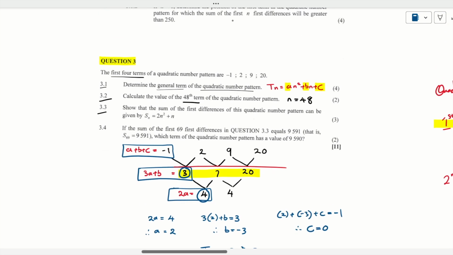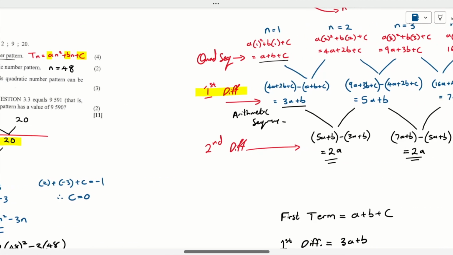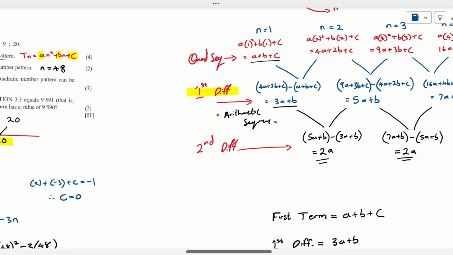Now let us look at 3.3. Show that the sum of the first differences of this quadratic number pattern can be given by Sn equal to 2n squared plus n. What does this mean? We need to break down this question. Firstly, they want the sum of the first differences. Remember, the first differences is in the form of an arithmetic sequence.